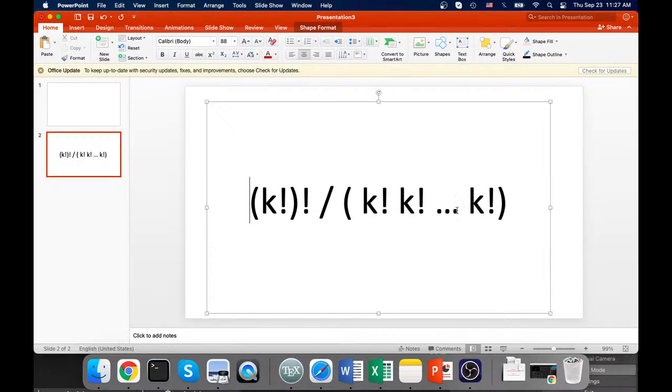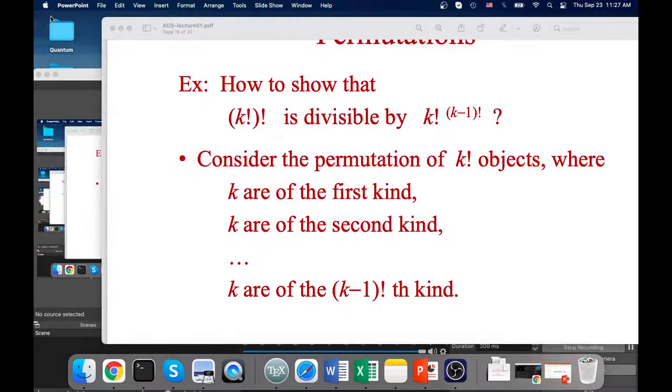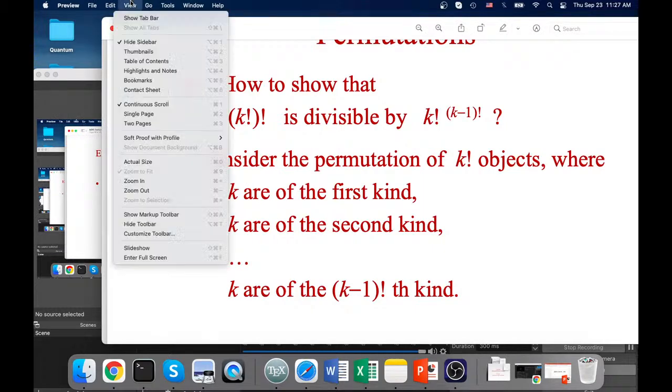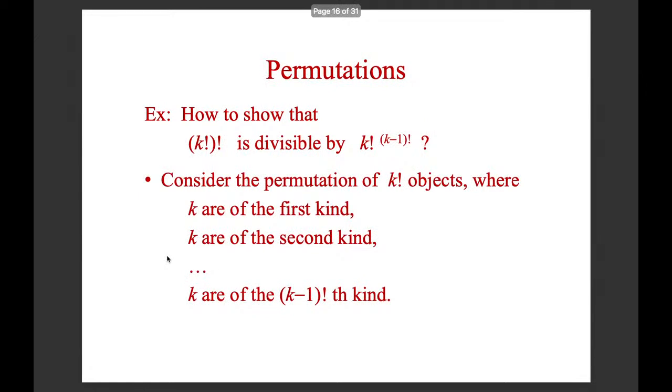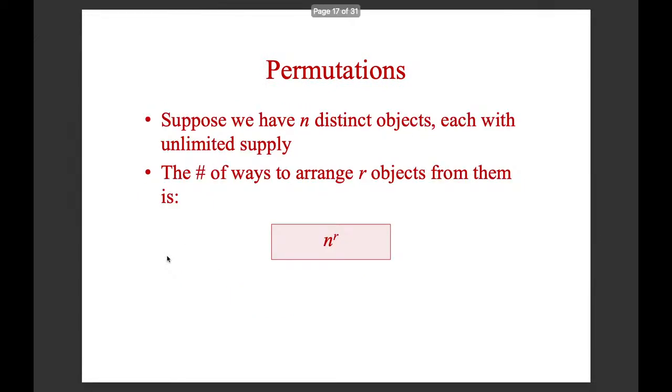As long as these k's add up to less than or equal to k factorial, this will be a whole number. And this is how we can prove the results in the lecture notes. Okay, so this is the basic idea. Combinatorial proof is usually very useful because it avoids a lot of complicated computation. Now the next one is also an easy case that we can analyze.